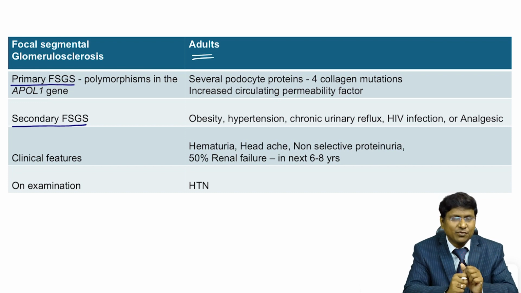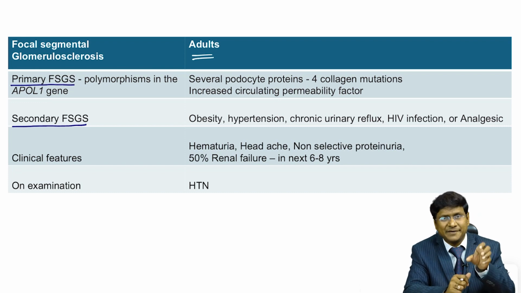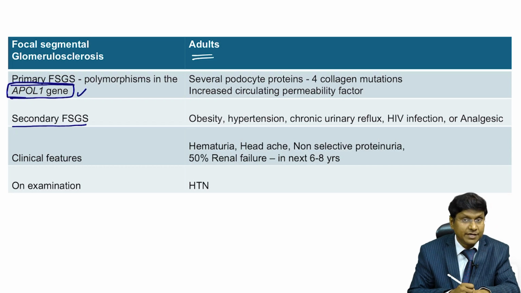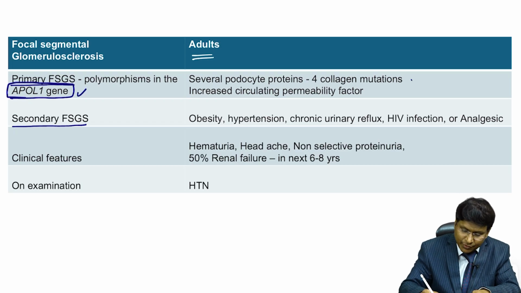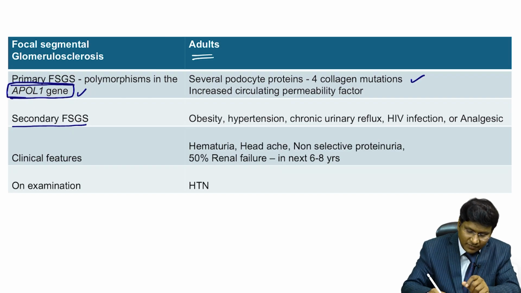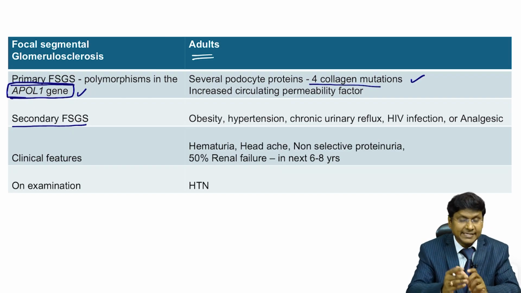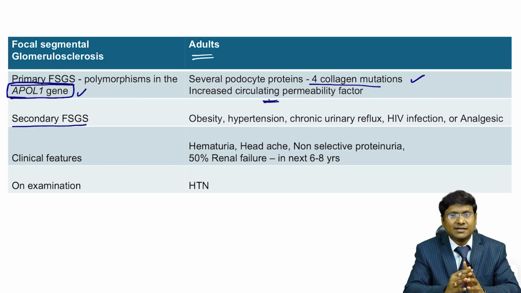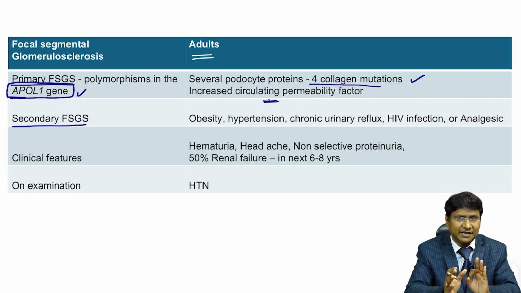Now, take primary focal segmental glomerulosclerosis: the pathology is within the kidney, and it is mainly because of gene mutation. The gene being mutated is the APOL1 gene. There can be mutation of several podocyte proteins, mutation of type 4 collagen can be there, and even an increased circulating permeability factor is responsible for primary FSGS. These are the three etiologies for primary FSGS.